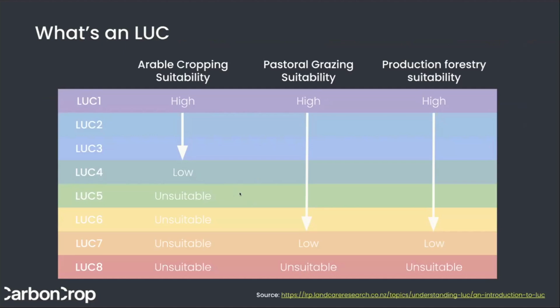For a rough breakdown of what that maps to, I've taken this from the Landcare Research site. LUC 1 is the really good cropland. LUC 8 is the very steep slopes and rocky mountains and such like. Generally it's accepted, I'd say it's almost a definition, that LUC 1 through 4 is arable cropland. You could grow crops there and farm them for the most part. LUC 4, bits of it might be getting a bit tricky for certain types of harvesting, but for the most part, this is arable cropping land.